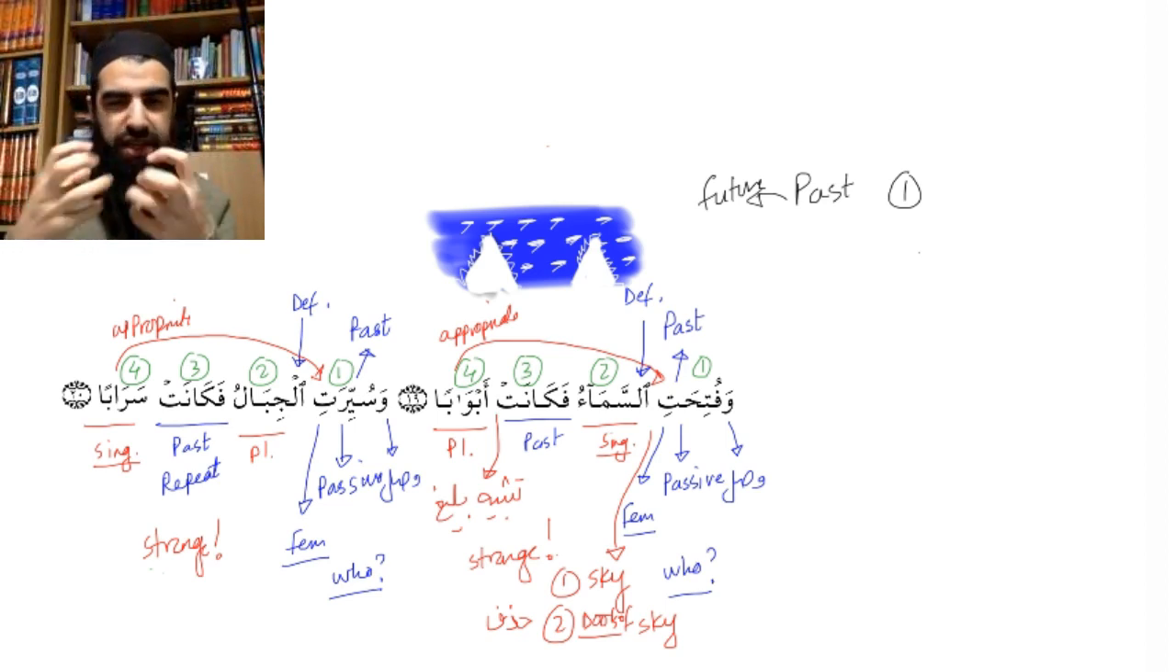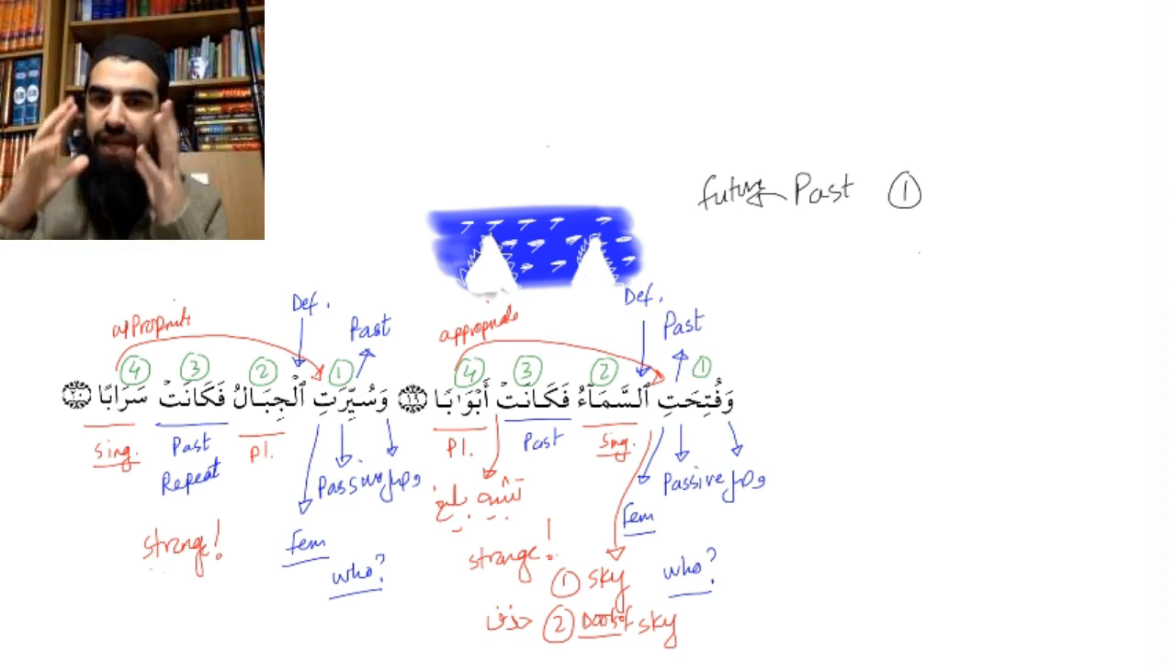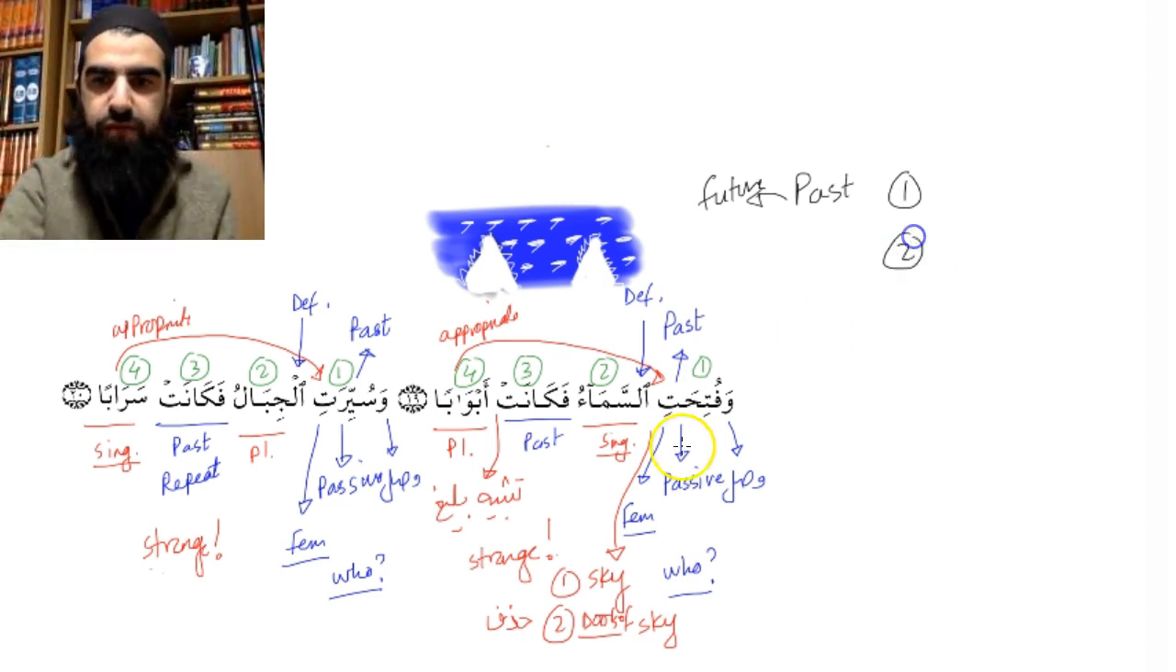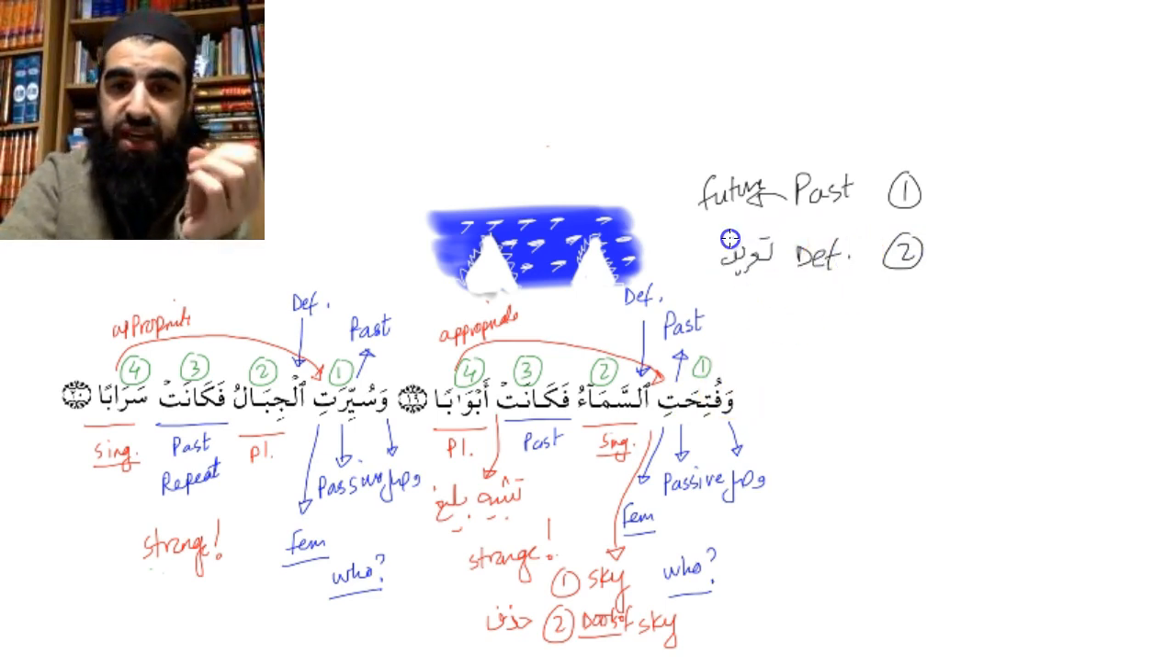Futihatis sama. You can translate it as the sky will be opened up, but it's more powerful when you say the sky is opened up. It's as though it's happening in front of you. You can see it happening. Very vivid, powerful imagery. So past meaning future. Definite as well, so you have the ta'rif, the alif lam, as-sama, al-jibal.